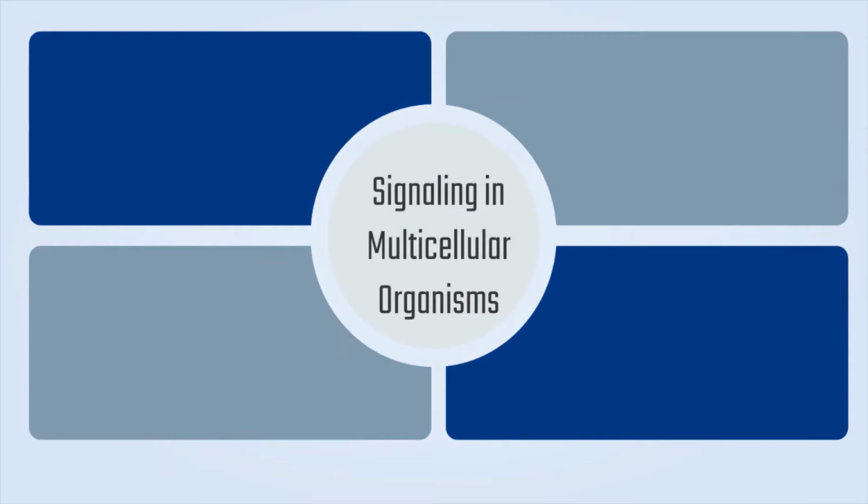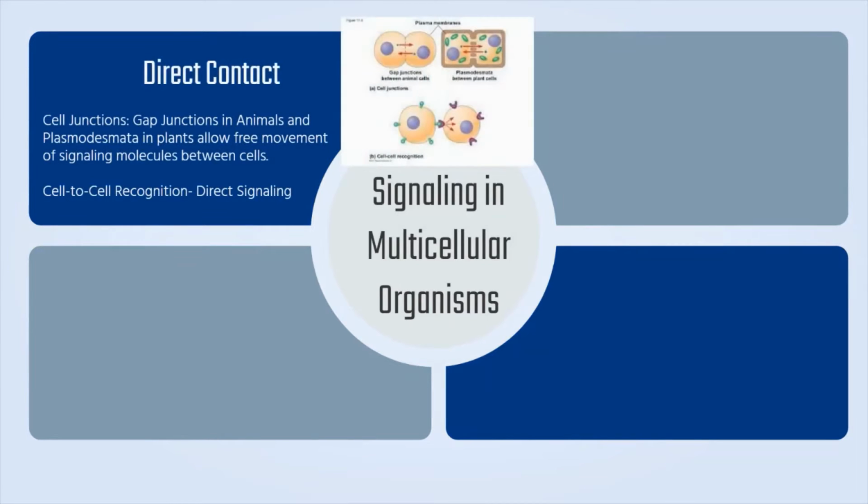More complicated is how signaling works in multicellular organisms. There are multiple ways that they can do so. One way is through direct contact, and one kind of direct contact is cell junctions. And this can differ between animals and plants. So they're called gap junctions in animals, whereas in plants they're called plasmodesmata. And this allows for free movement of signaling molecules between the actual cells.